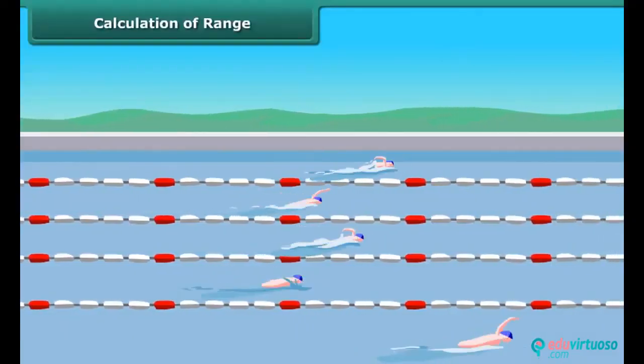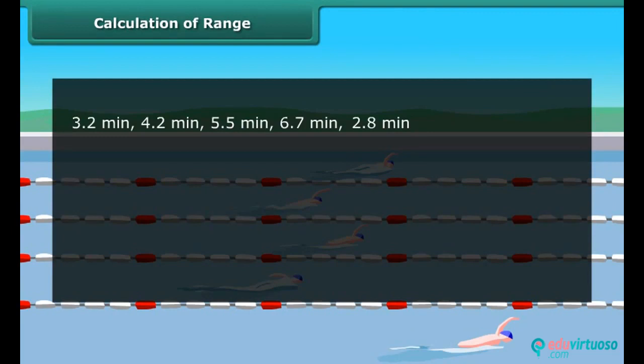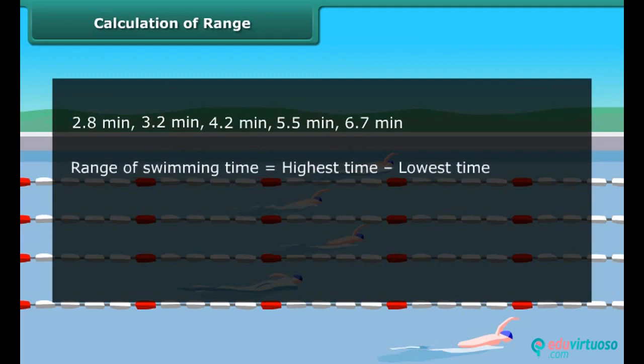5 participants completed their swimming race. Can we calculate the range of swimming time from this data? Yes, it's simple. First, order the data from least to greatest. Now subtract the least value of time from the highest. So the range of swimming time is 3.9 minutes.